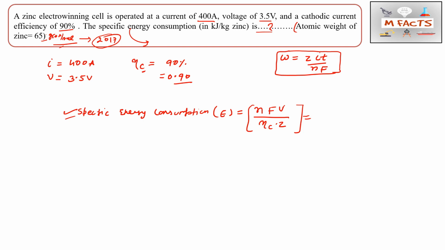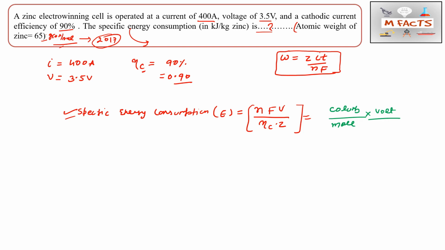Okay, so now we will balance the unit. What is the unit of this specific energy consumption? We will try to find out. So N value is basically the number of ions taking part in this electrowinning phenomenon. Okay, so F is Faraday's constant, and this Faraday's constant unit is coulomb per mole. And V is volt, so you can write volt by eta C. This eta C, the efficiency, doesn't have any unit, because this is a ratio value. Okay, so this is unitless.